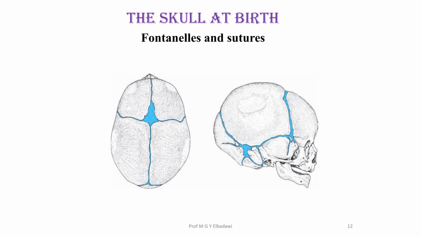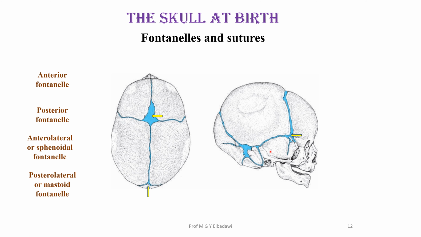Now, in the skull at birth, there are a number of fontanelles and a number of sutures. For the fontanelles, this is the anterior fontanelle here. That is the posterior fontanelle down here. That is the anterolateral fontanelle here, and that is the posterolateral fontanelle over here. So there are 4 fontanelles: anterior, posterior, anterolateral, or what we call the sphenoidal fontanelle, and posterolateral, or what we call the mastoid fontanelle.